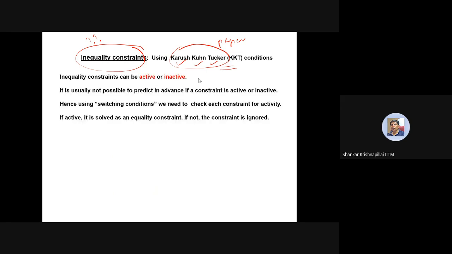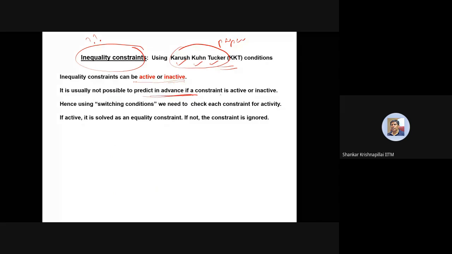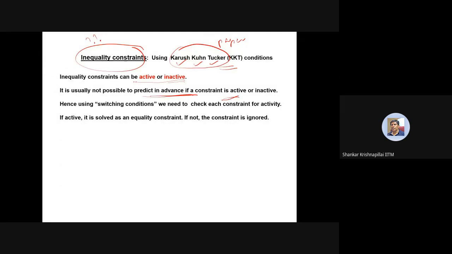Inequality constraint can be active or inactive. It is usually not possible to predict in advance if a constraint is active or inactive. And switching conditions can be used to check if a constraint is active or inactive. If it is active, it is solved as an equality constraint because the solution will lie on the boundary of the problem. If not, the constraint is ignored.